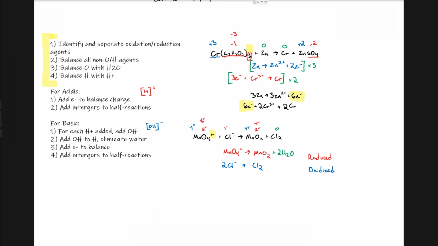Lastly, balance hydrogen with hydronium ions. On the right side of the equation, we have 4 hydrogens, but on the left side, we don't have any hydrogens. So we're obviously going to have to add 4 H plus to the left side. So now we should be completely balanced. We have 4 hydrogens on the left side, 4 hydrogens on the right side, 1 manganese on the left, 1 manganese on the right, 4 oxygens on the left, 4 oxygens on the right. So it looks like we're all balanced up.